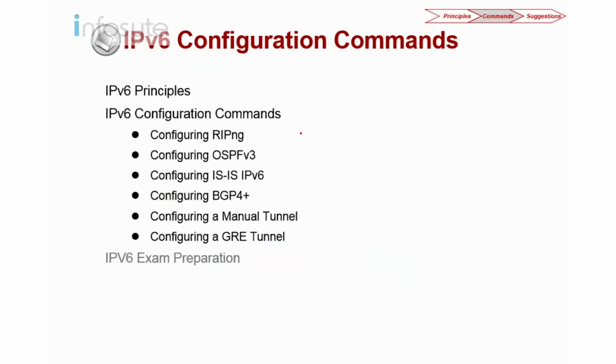Now it's time for us to look into the configuration. Here I have a few labs that we are going to do. We are going to look into configuring RIPng, which I already showed you a simple configuration of on the earlier slide, as well as OSPF, IS-IS, and BGP. I think that these two are important: how to configure manual tunnel and the GRE tunnel.